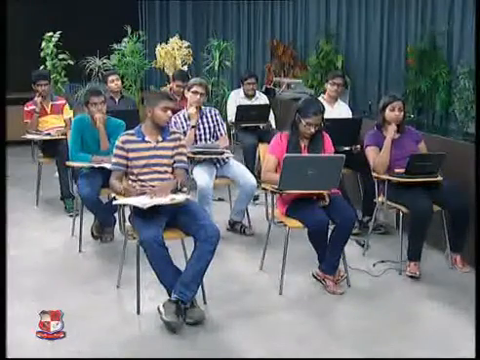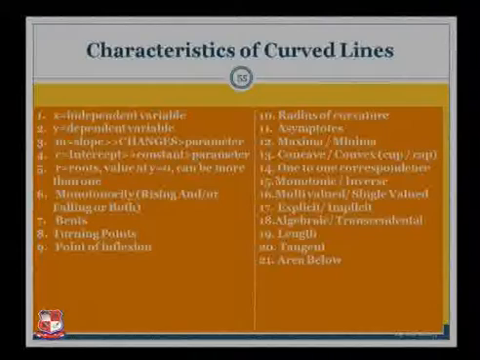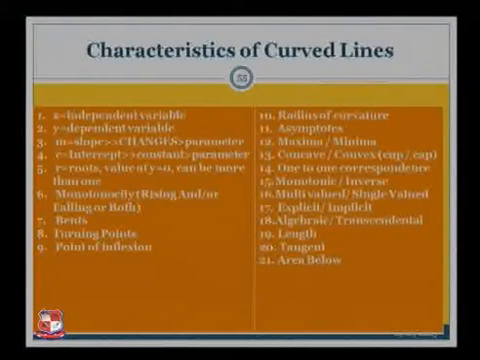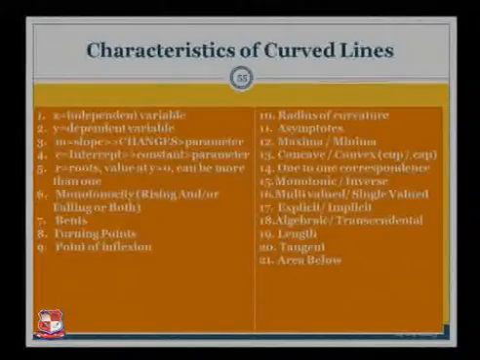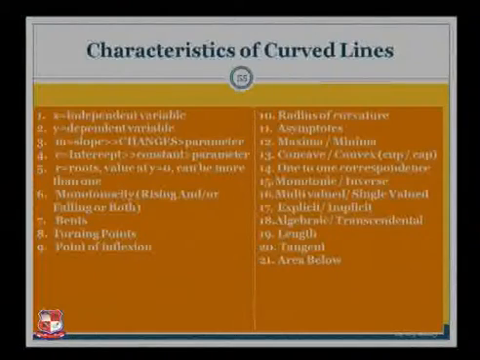So, the characteristics of a straight line we have seen. Now we are discussing the characteristics of curved lines, and you see the majority of them are common. X is the independent variable, y is the dependent variable, slope earlier was constant, but now slope is changing, and c is the intercept, that also depends on that. For a straight line the intercept is 1, but here the intercept is also 1. How many intercepts will there be in a straight line and a curved line? Intercept.